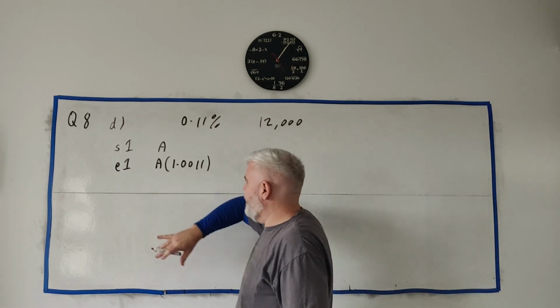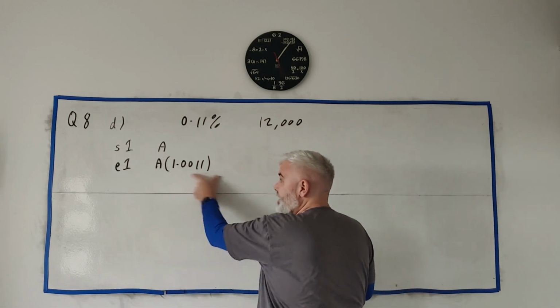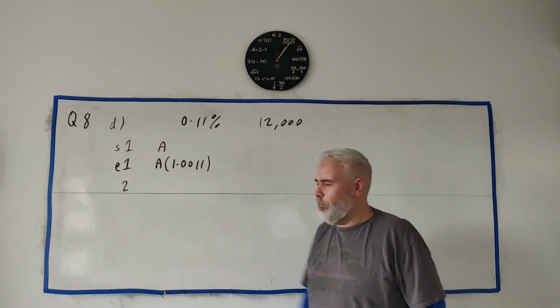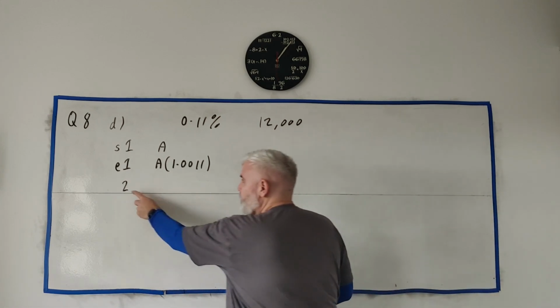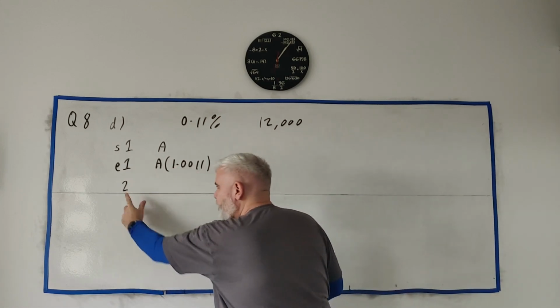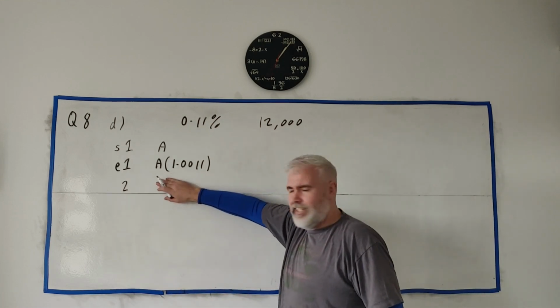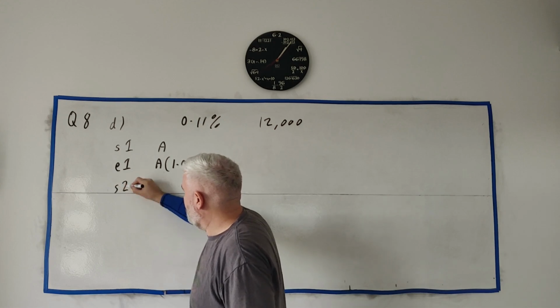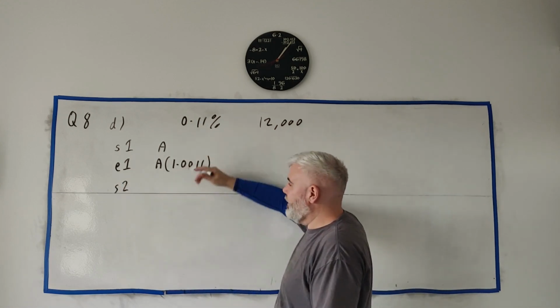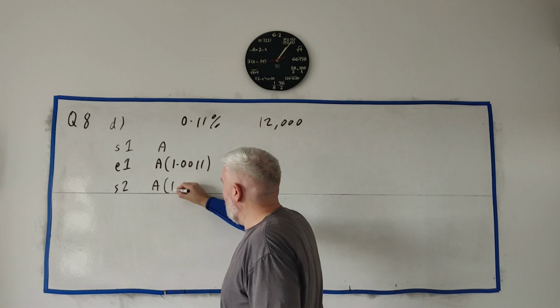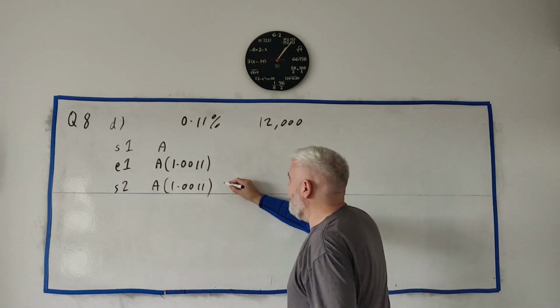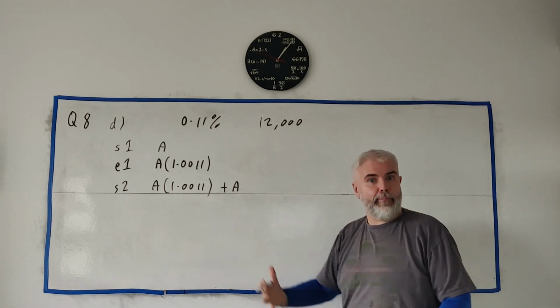The same happens, the start of the next month is this same number. The end of the second one, we'll just leave it at 2 for now, because the start of 2 is the same as this. The end of 2, he has this number in his account. Well, actually, let's put in the start of 2, because he adds in a new amount, doesn't he? Sorry, my bad. 1.0011. He has this number and he adds in another amount.